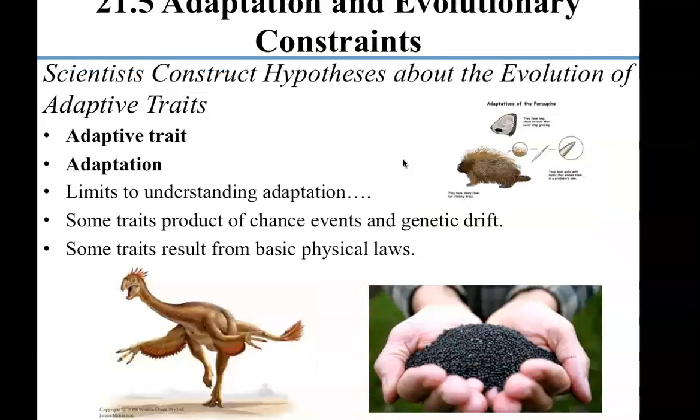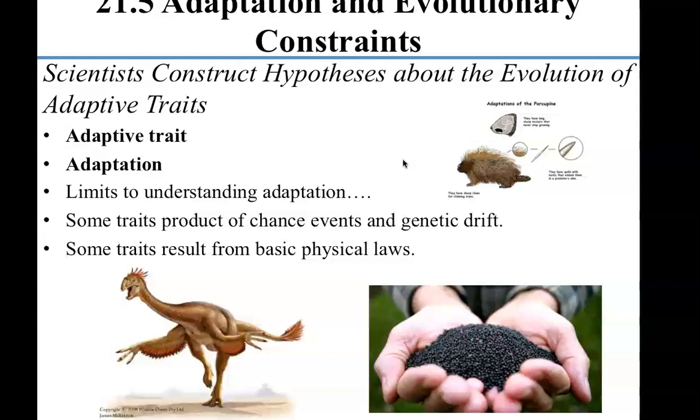All right, and then an adaptive trait. An adaptive trait is any product of natural selection that increases the relative fitness of an organism in its environment. So sometimes we just say, look, if a trait is going to be advantageous, we call it an adaptive trait. And so over the course of evolution, through long periods of time, these adaptive traits are selected for. And so adaptation can be defined as the accumulation of adaptive traits over time.